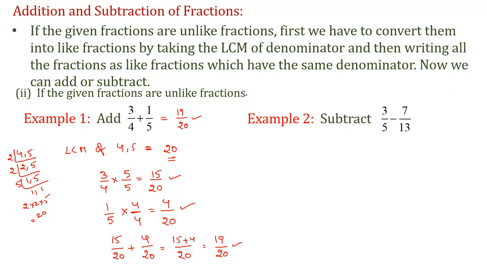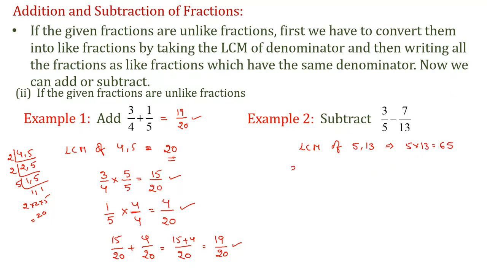Okay. Now take example 2 here. 3 by 5 minus 7 by 13. Here also you have to follow the same procedure, LCM of 5 comma 13. Here also there is no common factor for 5 and 13. Just multiply them, 5 13s are 65. So this is the LCM.